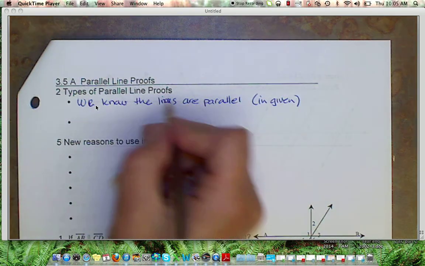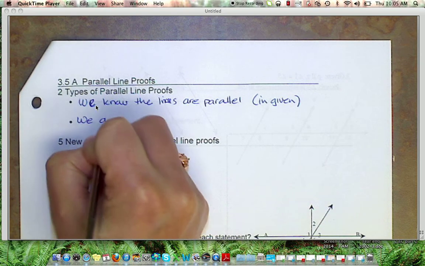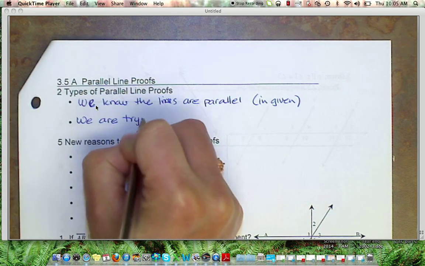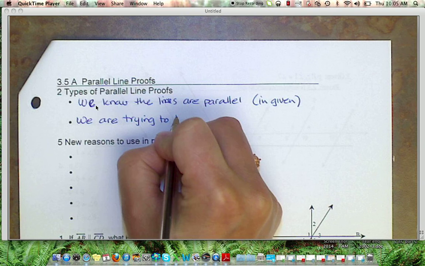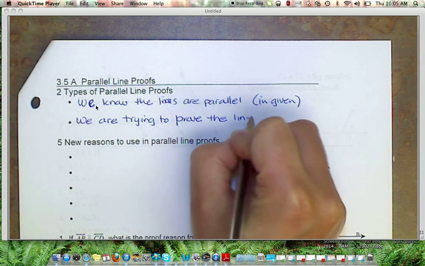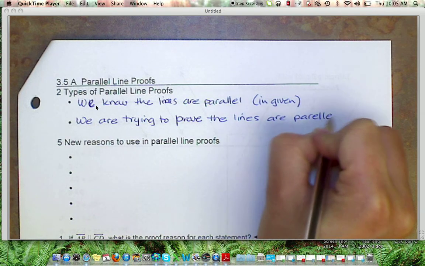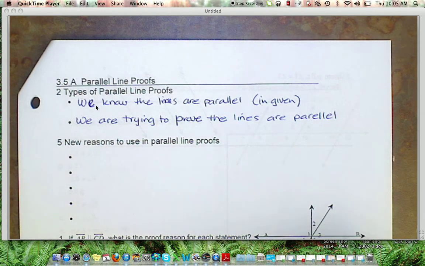And then the second type, we are trying to prove the lines are parallel. So it would be in the prove in that case, parallel, sorry.